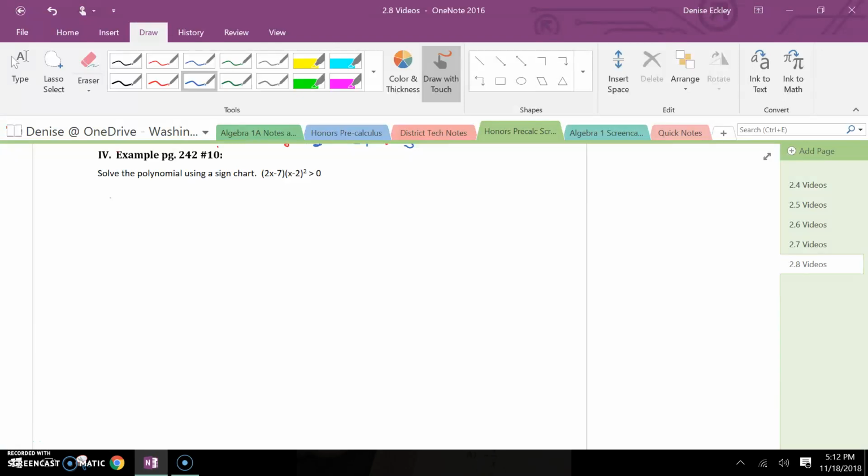Number 10 on page 242 asks us to solve the polynomial inequality 2x minus 2 times x minus 2 squared is greater than 0. Since it's showing to be greater than 0, we're looking for the parts of the graph that are positive or above the x-axis. So all these problems start by finding the zeros. So let's do that first.